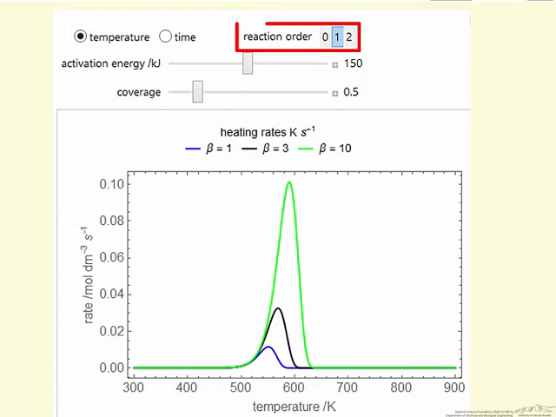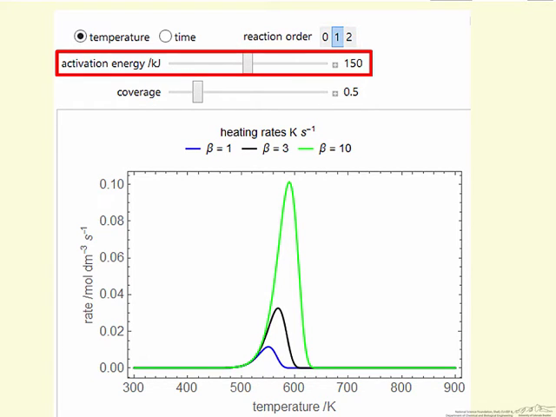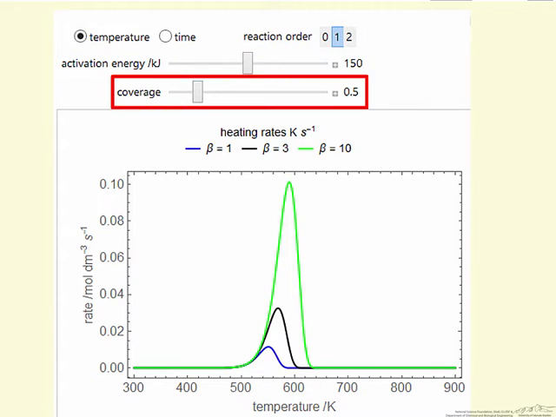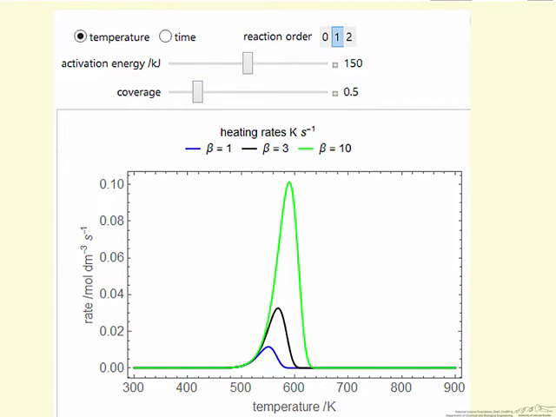So in this simulation, we're looking at first order desorption. We can change the activation energy, and that's going to change the location where we go through a maximum. We can change the coverage, and that's going to change the amplitude. And also, for example, for second order, changing the coverage will change the maximum temperature.